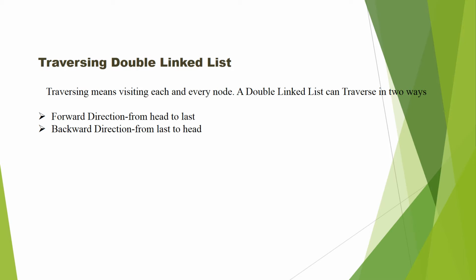Traversing double linked list. Traversing means visiting each and every node in the linked list. A double linked list can be traversed in two ways: forward direction from head to last, backward direction from last to head, because each node contains the address of the previous node as well as the address of the next node. We can traverse in forward direction as well as backward direction in double linked list.